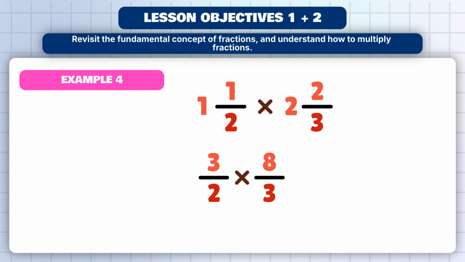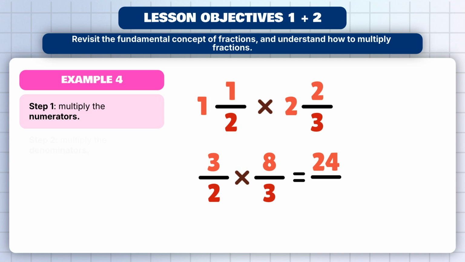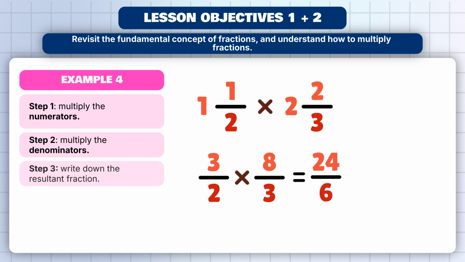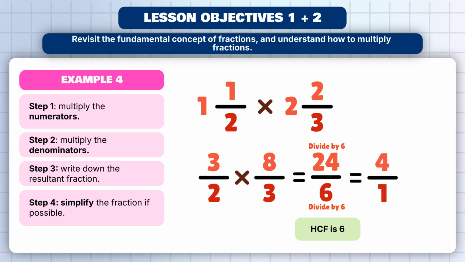From here, we proceed as usual. Multiplying the numerators, 3 multiplied by 8 equals 24. Multiplying the denominators, 2 multiplied by 3 is equal to 6. Finally, putting the numerator and denominator together gives us 3 over 2 multiplied by 8 over 3 is equal to 24 over 6. Notice that 24 and 6 have a HCF of 6, so we can simplify the fraction to 4 over 1, which itself simplifies to 4.